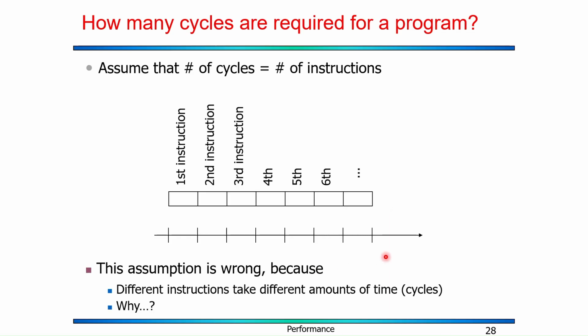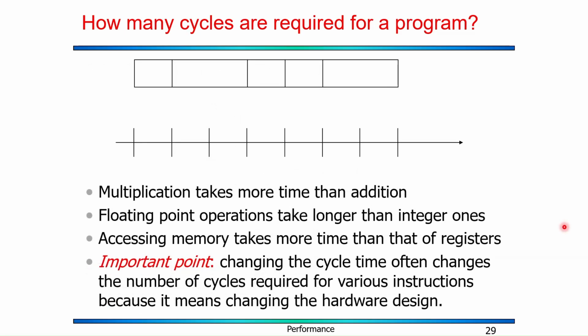Different instructions take different amounts of time measured in cycles. Some instructions complete in 1 cycle while others need multiple cycles. Why is this? There are several reasons. So let's look at why different instructions take different numbers of cycles. First, multiplication takes more time than addition. The hardware required to multiply numbers is more complex and needs more cycles to complete.